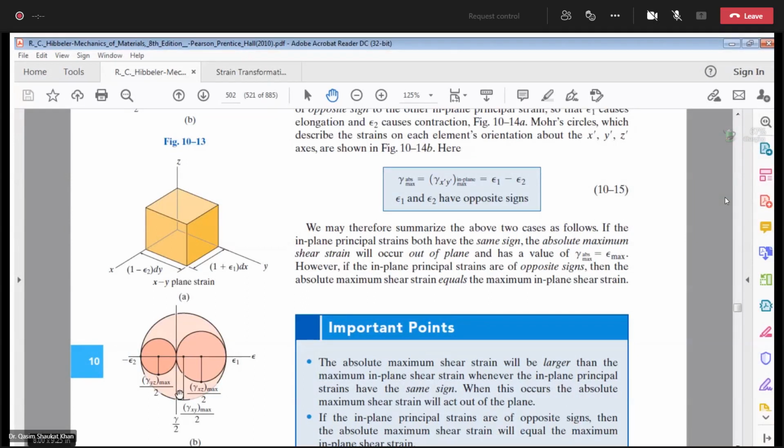And of course, the maximum in-plane shear strain is the one which includes both the x and y axes, which includes both epsilon 1 and epsilon 2. So in this case, your maximum in-plane shear strain and absolute maximum shear strain will be the same, and that will be epsilon 1 minus epsilon 2 over 2, and that is equal to gamma by 2. So the 2 in the denominator will cancel out, so your maximum shear strain and absolute maximum shear strain will be epsilon 1 minus epsilon 2.